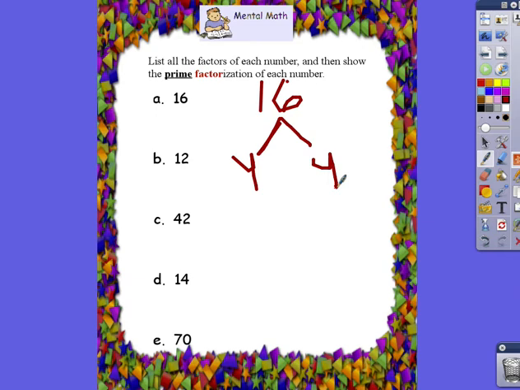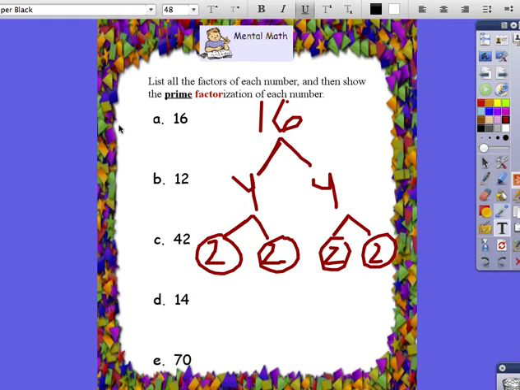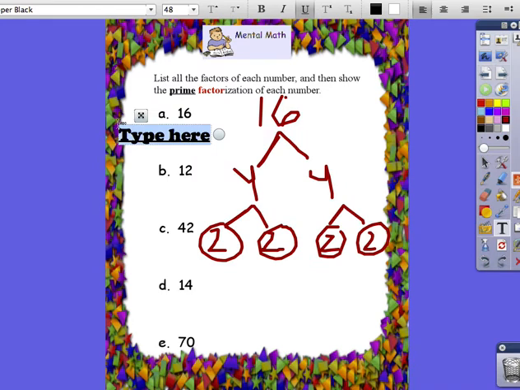You have to go until you get a prime number. Do we have prime numbers? No, because 4 can be broken apart. 4 can be broken apart to 2 times 2. And we do the same over here. Now we have prime numbers. Typically, I have taught in the past that we circle our prime numbers. That way we know we have prime numbers. So the prime factorization for 16 would be 2 times 2 times 2 times 2.